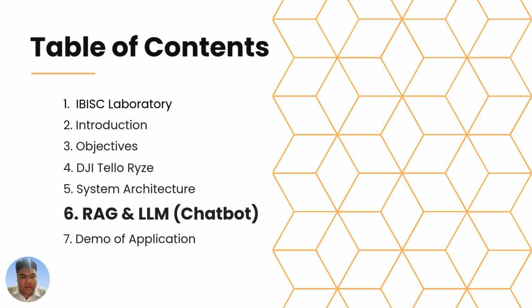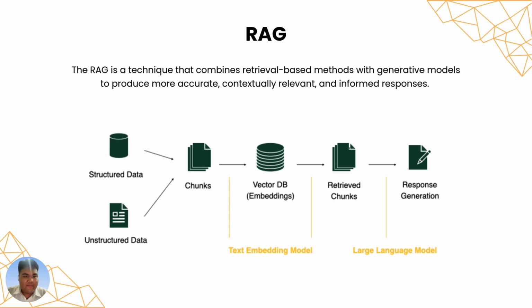So, the RAG and LLM chatbot. Let's start with the RAG. What is RAG? RAG is a technique that combines how we can retrieve the method that we would like to reference. For example, we have data and we would like to retrieve the command that we want.